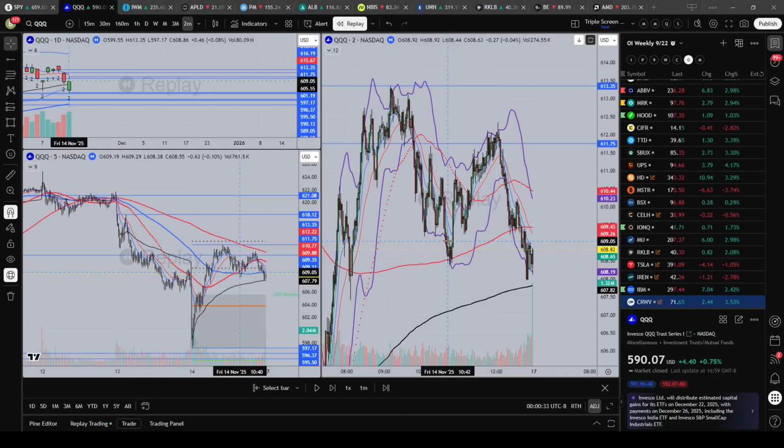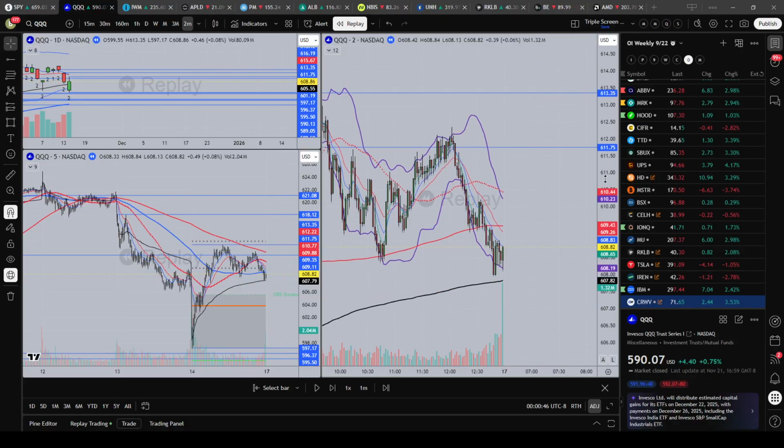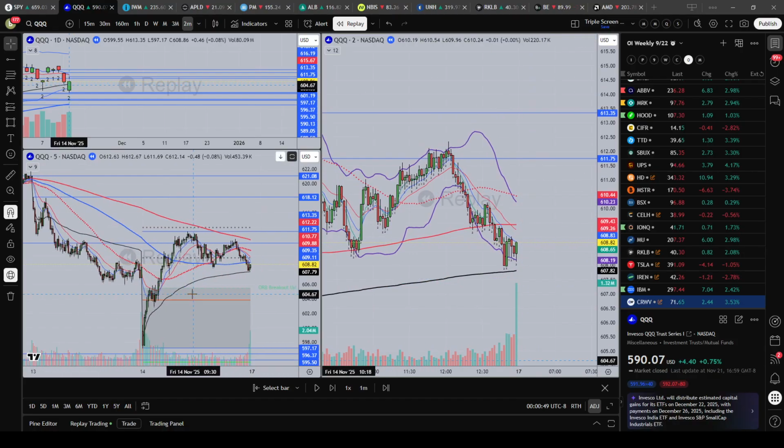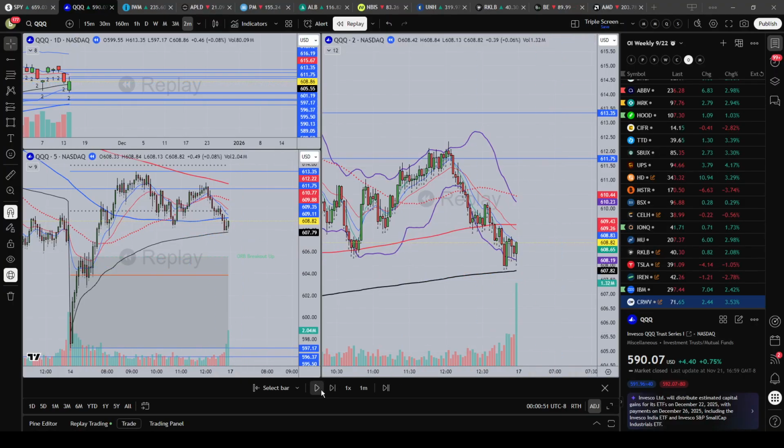So sometimes instead of getting a full 100%, 200% move, you might get 30%, 50%, which is not necessarily terrible. But perhaps what I show you guys today may help you when you're trading as well. Okay, so let's go ahead.